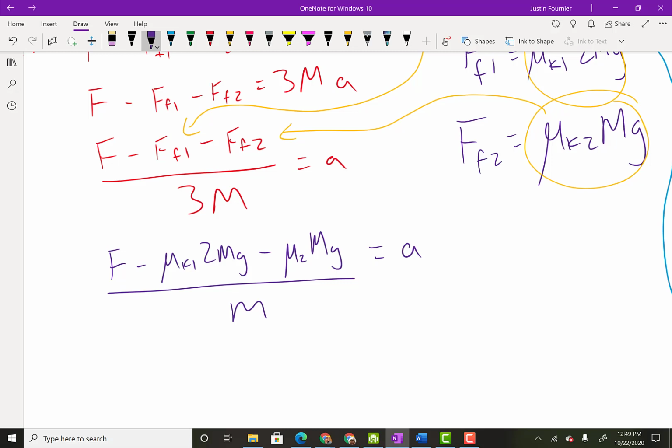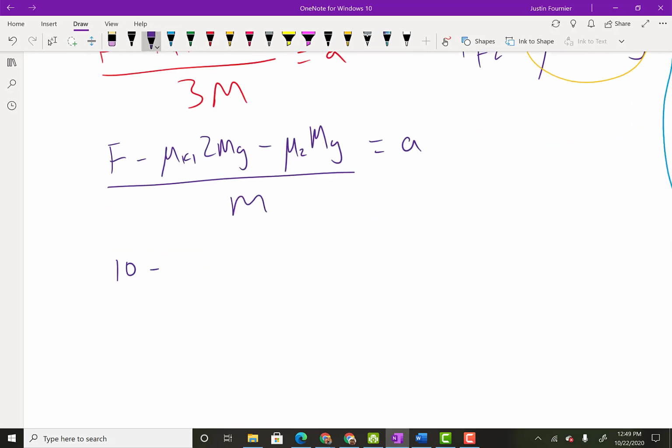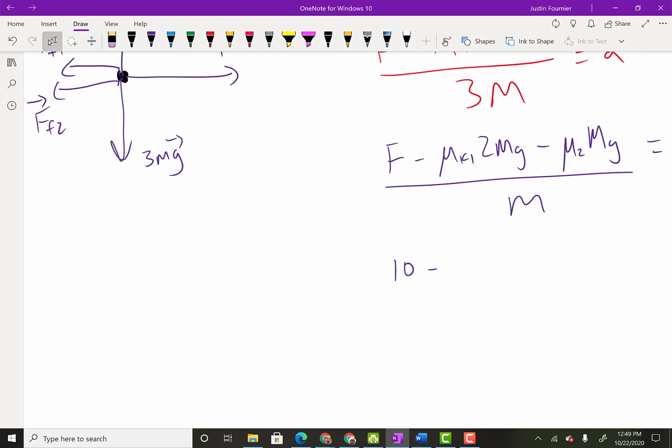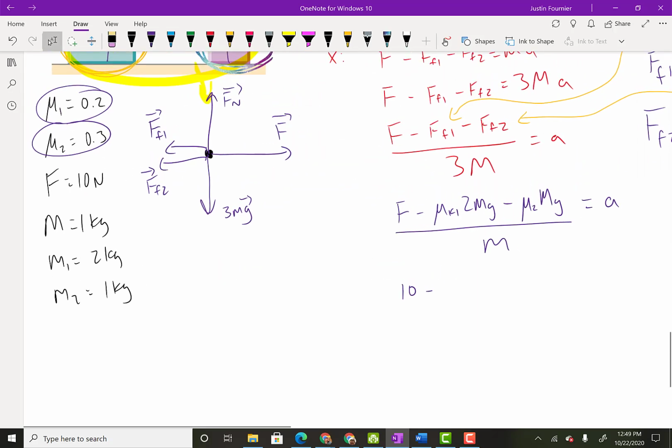All right, now I just need to plug in stuff. So this is 10, I think, is what they said. Mu k1 is 0.2 multiplied by 2 times the mass, which is 1. Oh, that's nice. Times 10 minus mu k2, sorry, mu k2, times 0.3 times the mass, which is 1. That's nice and convenient. So this is all over 1, times 10 again.